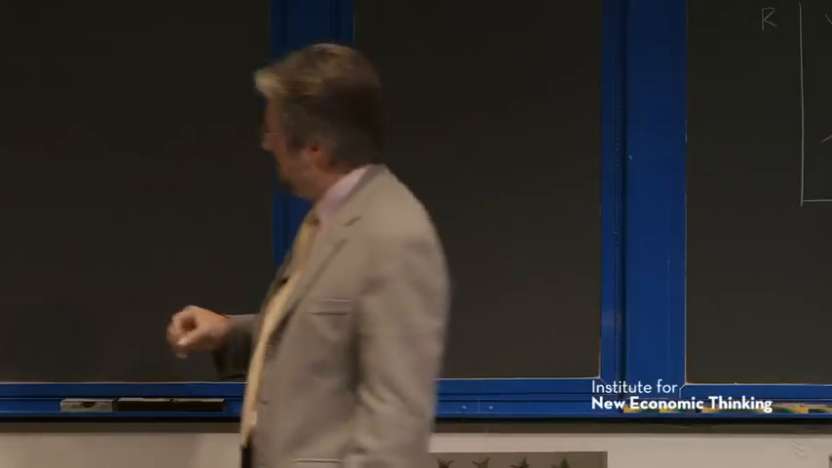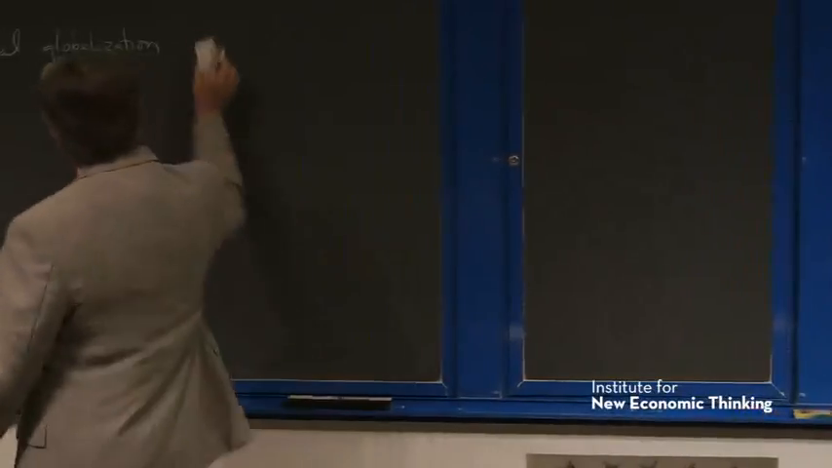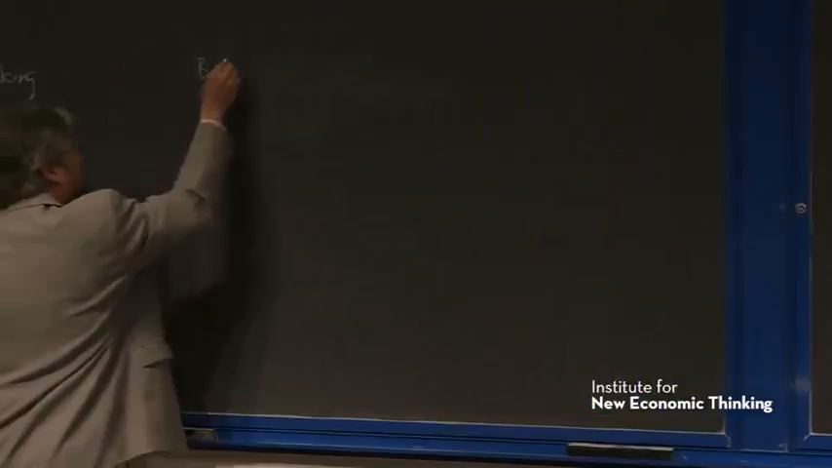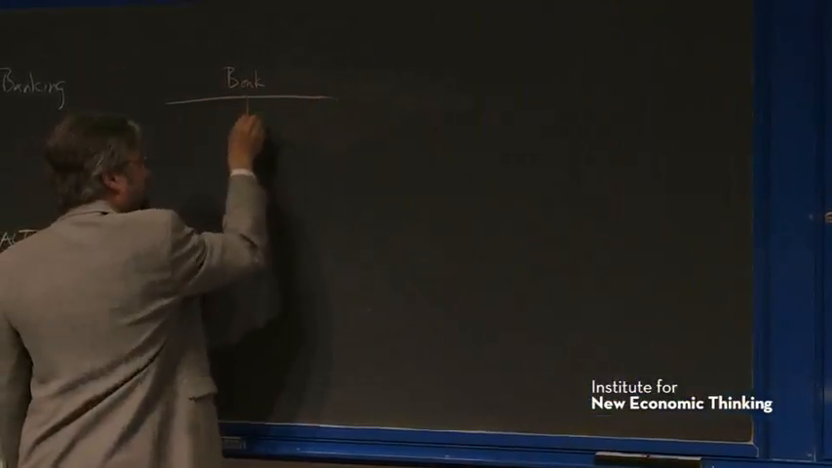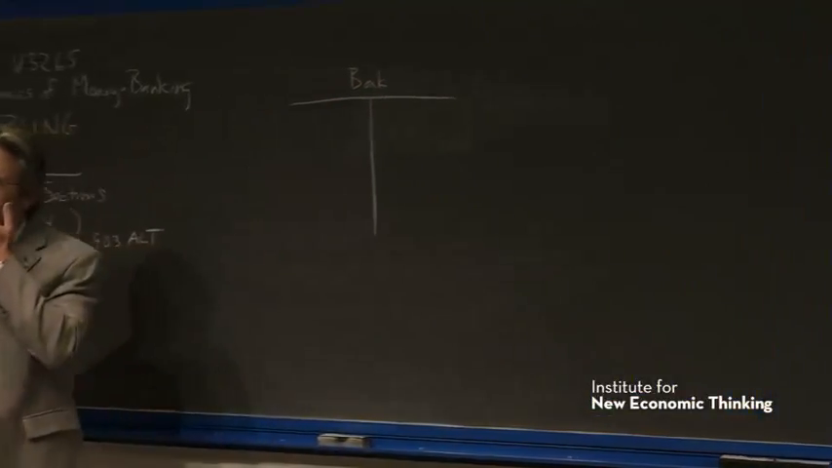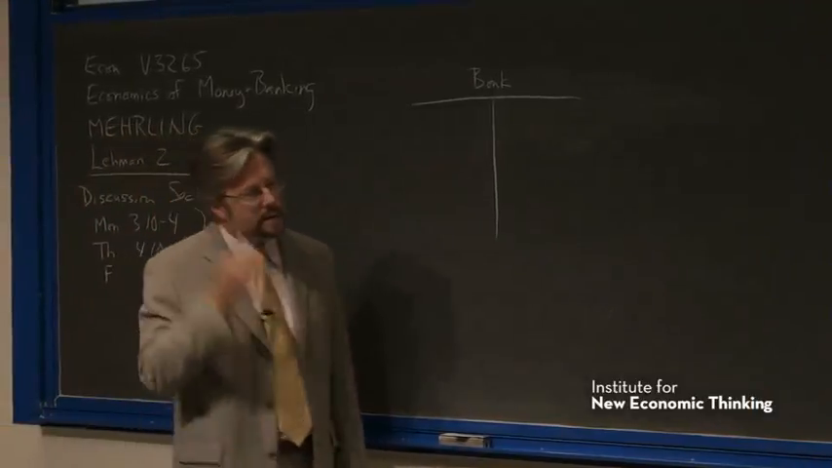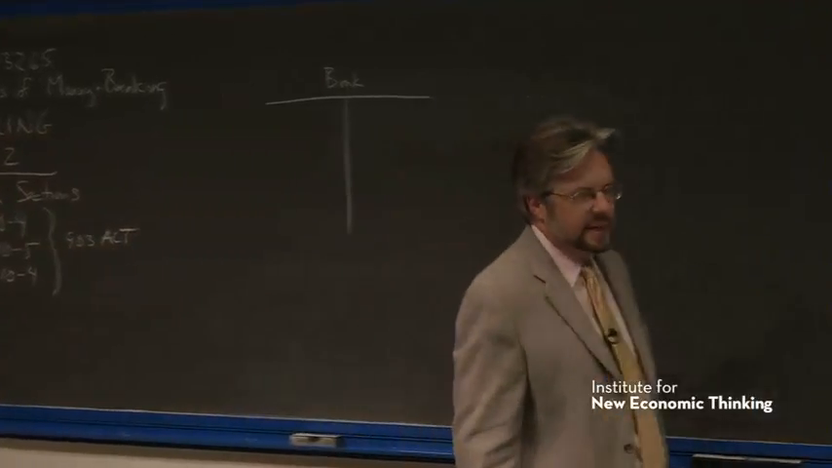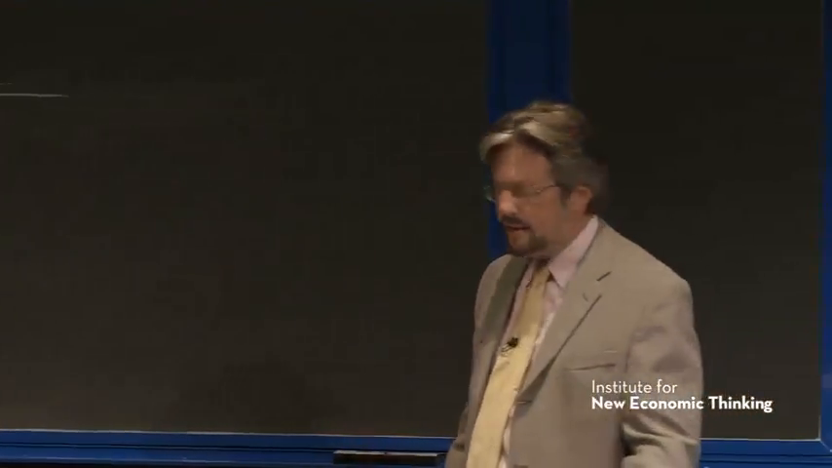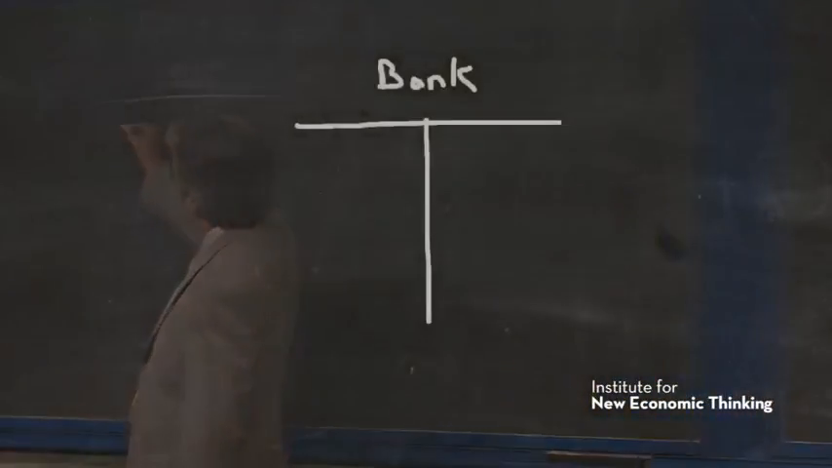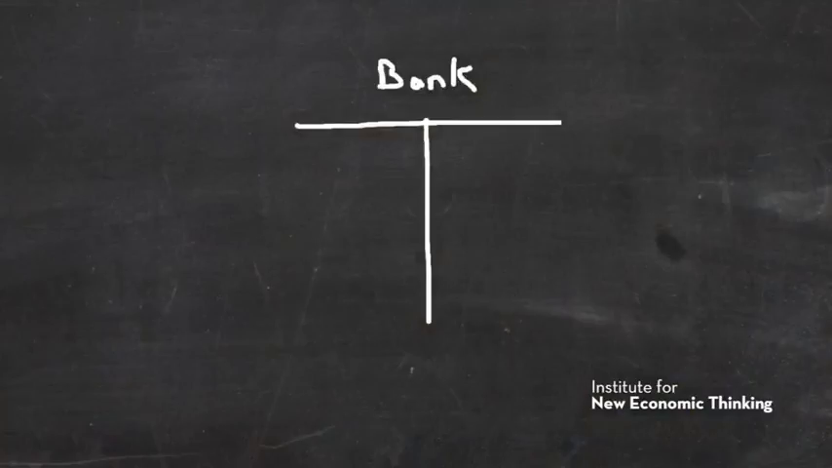So let me just show you what I mean by that. We start with a bank. Okay. On the left-hand side is assets. On the right-hand side is liabilities. Why don't I just write that in here for the first time so that we remind ourselves. In general, I won't be writing it in. You'll just get used to knowing that assets are on the left and liabilities are on the right.